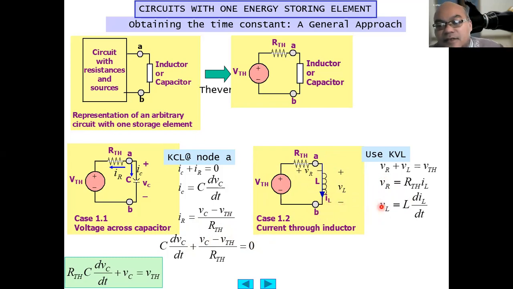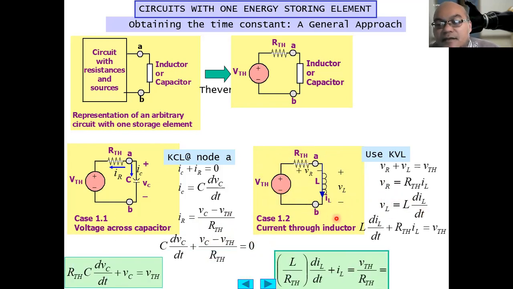So L dIL/dt plus VR equals VTH. The equation obtained from this Kirchhoff voltage law will resemble the first order differential equation format. We then divide each term by RTH, so this becomes L divided by RTH times dIL/dt plus IL equals VTH divided by RTH.